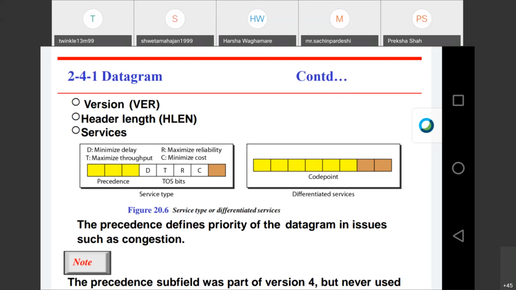Now, minimize delay, maximize throughput, maximize reliability. When is minimize delay required? When you are chatting with your friend, at that time you are waiting for a response. So minimize delay service is required, because the user is waiting for the reply.